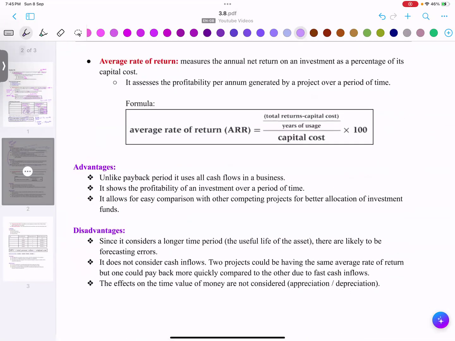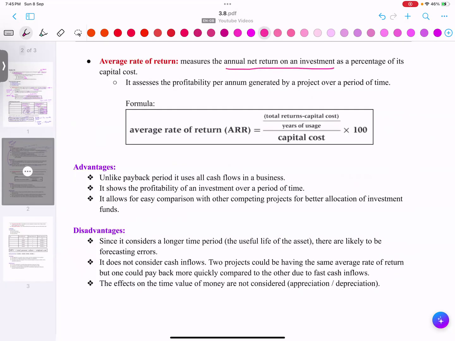Basically, the average rate of return measures the annual net return on investments as a percentage of its capital costs. So as a percentage of the capital cost, basically the investment itself. So the cost of the machinery, like capital, like machinery. It says the profitability per annum generated by a project over a period of time. When it's times 100, like I always say in every video, that means it's described in percentage, like previously mentioned. Okay, so the formula is total return.